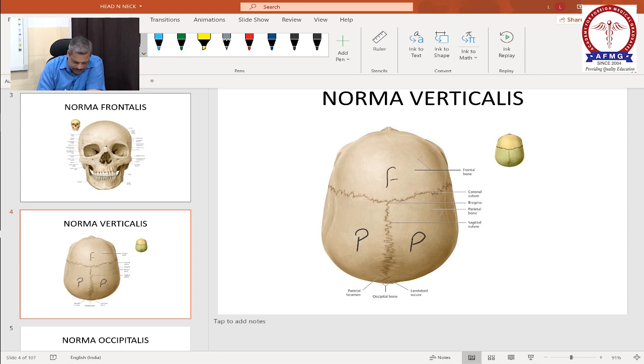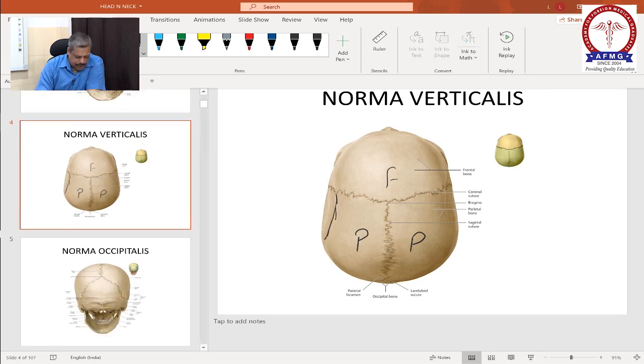These are the temporal line. Now see the next image.